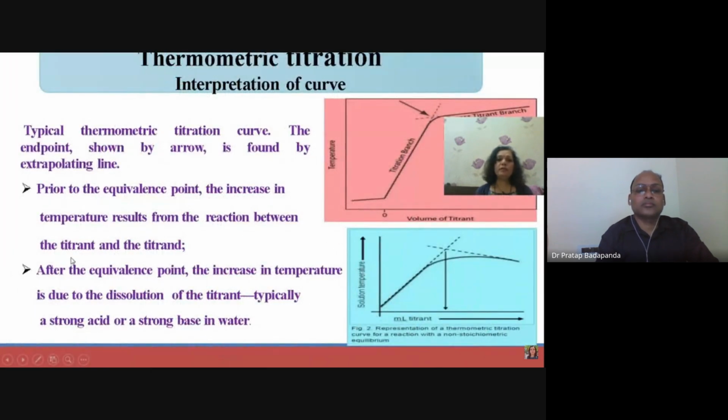Here further, the same type of pattern has been shown with respect to the titration, where I can find out the end point. Here I have tried to show you how to extrapolate the line, and this arrow shows me the end point in both the cases. This is an end point in both the cases, which is very simple to understand. This is a strong acid, strong base titration.